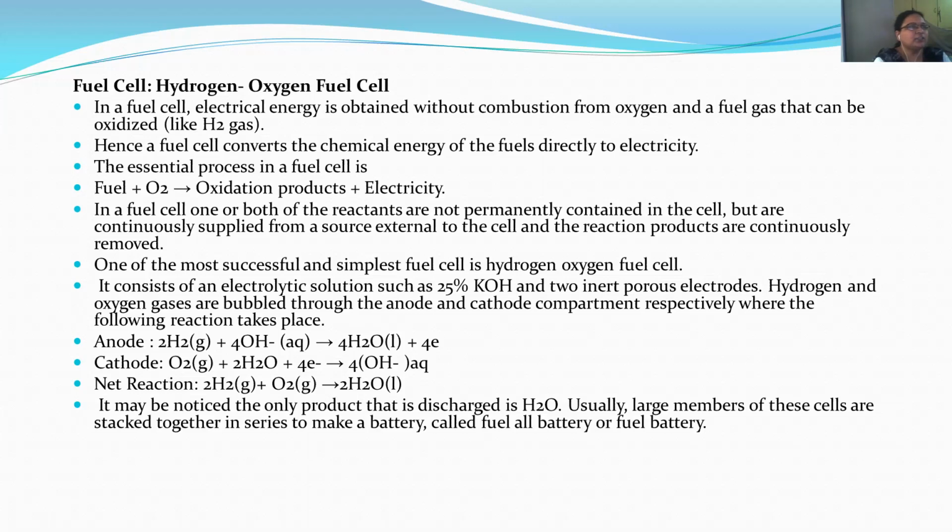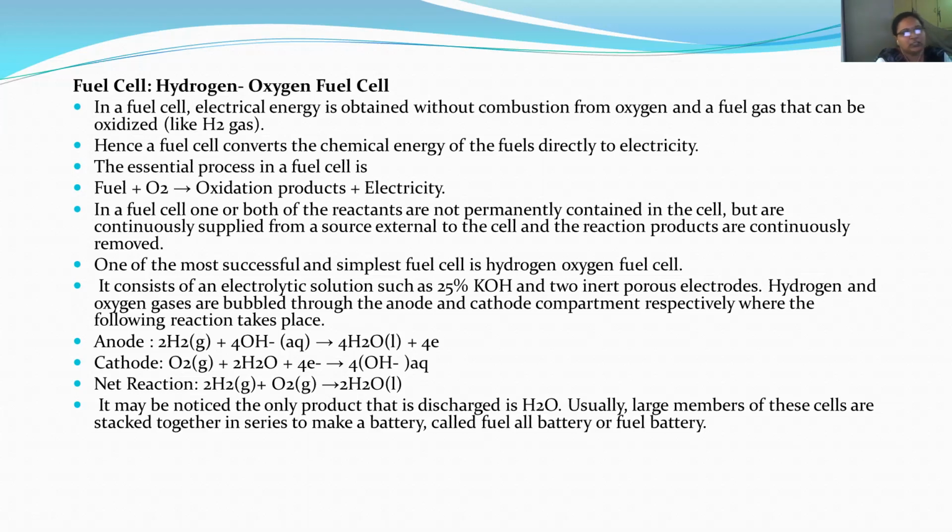In a fuel cell, one or both reactants are not permanently contained in the cell but are continuously supplied from an external source to the cell, and the reaction products are continuously released. It consists of an electrolytic solution, that is 25% KOH, and two inert porous electrodes. Hydrogen and oxygen gases are bubbled through the anode and cathode respectively.